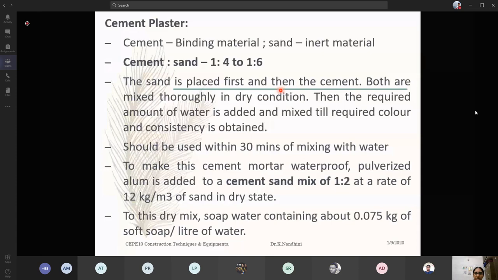The sand is placed first and then you mix it with the cement. Both you have to mix in the dry condition and then add water to make it a slurry to use it for your plastering. Both are mixed thoroughly in dry condition. Then the required amount of water is added and mixed till required color and consistency is obtained. It should be used within 30 minutes of mixing with water.